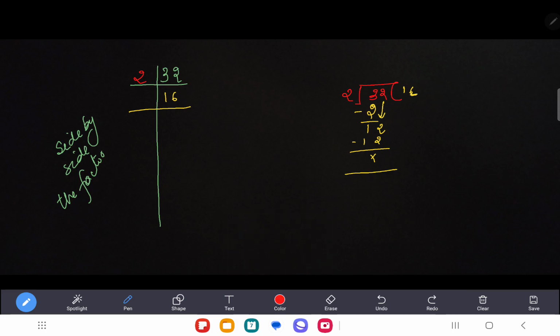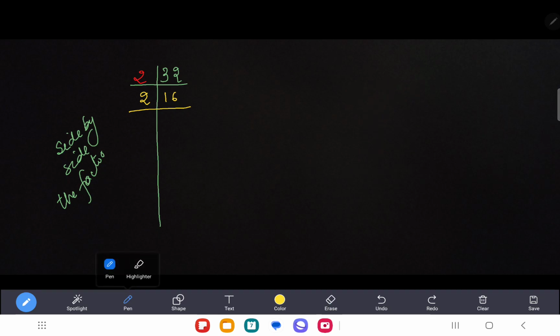Now again think of the smallest possible number which could divide 16. Tell me. 1 can divide everybody, other than 1. Okay, 2. Now tell me, how would you divide? Speak the table of 2 until you get 16. 2, 4, 6, 8, 10, 12, 14, 16. So 2 times what gives me 16? 8. Write down that 8 here.